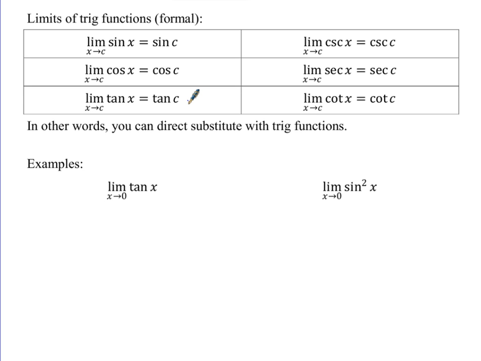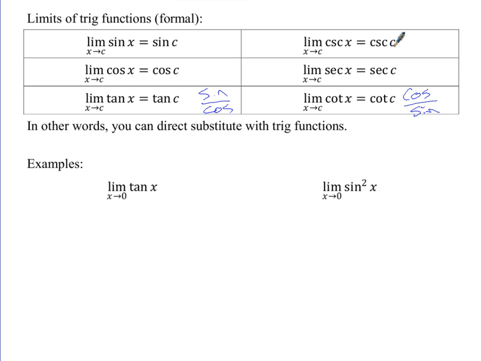What is tangent? It's sine over cosine. So when would the vertical asymptotes be occurring in tangent? When the cosine is equal to 0. What about cotangent? What's that one? Good. So in this case, the vertical asymptotes would be occurring when sine is equal to 0.